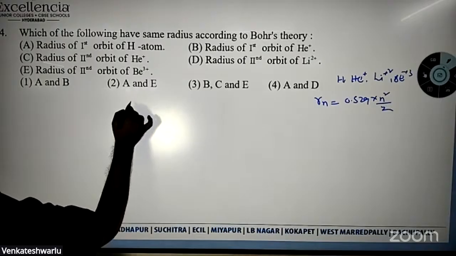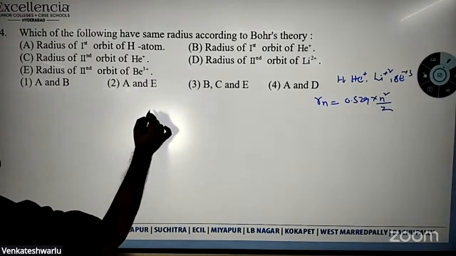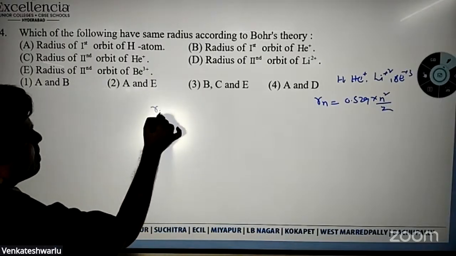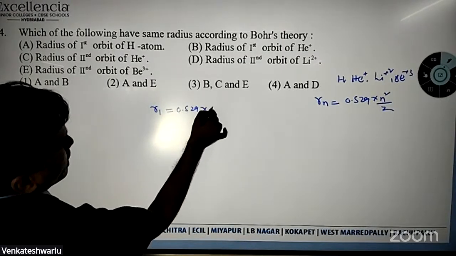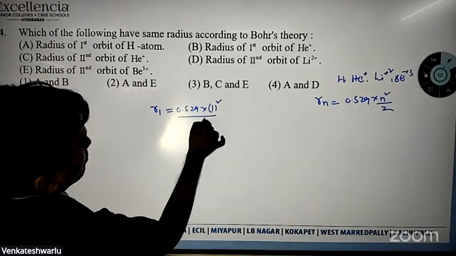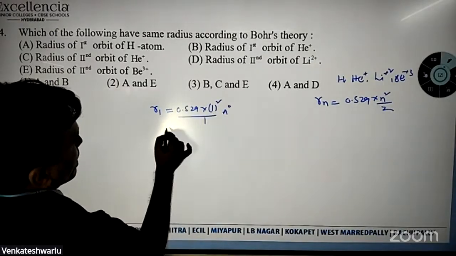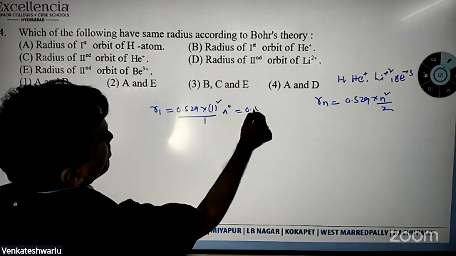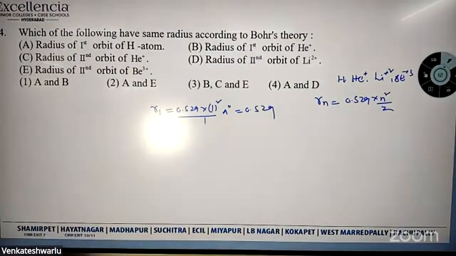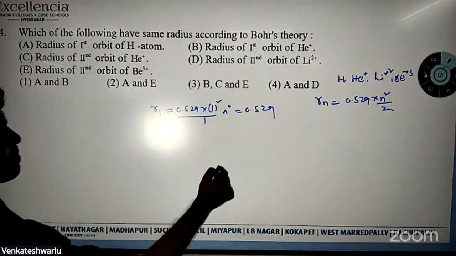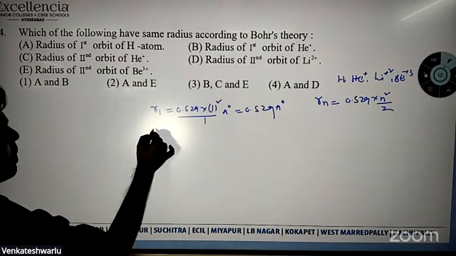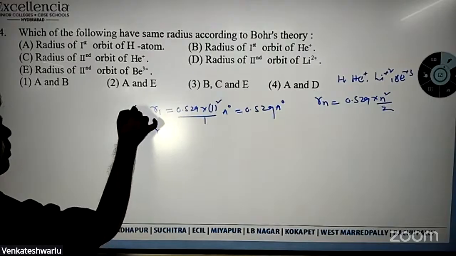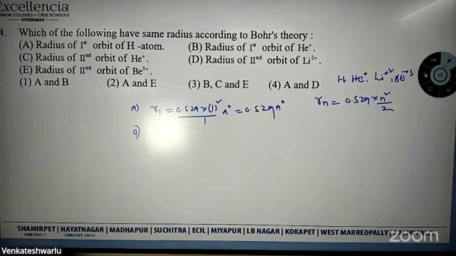First let us verify option A, the radius of the first Bohr orbit of the hydrogen atom. R1 is equal to 0.529 into 1 square by 1, which we get in terms of angstrom. The answer is 0.529 angstrom units. Now let us move to option B.